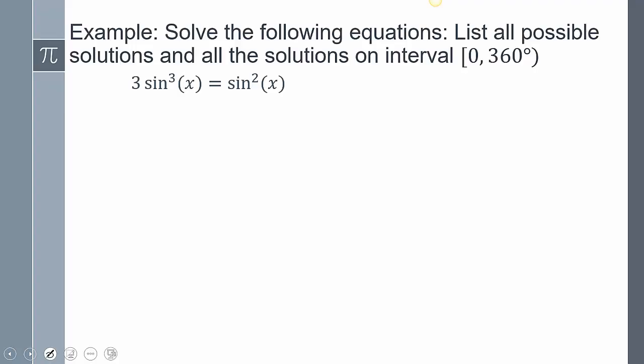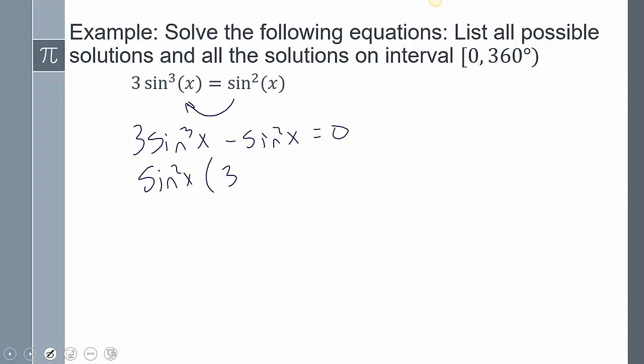So in this instance, I see sine on both sides. I want to bring sine to the other side. So I get 3 sine cubed x minus sine squared x. Now I can't combine them together because they're different terms. So that's why I leave it as minus sine squared. Now we have to look at what's in common. There's a sine squared in common. And now I can set each of those equal to 0 for the zero product principle.